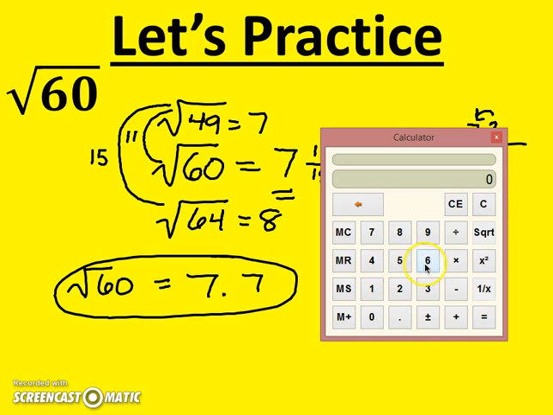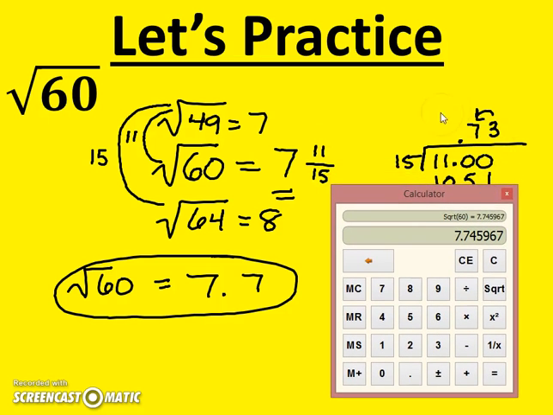Now let me show you the square root of 60 on a calculator. The square root of 60 on a calculator is 7.74, which shows that our estimation strategy is pretty close. It rounds to the same tenth.